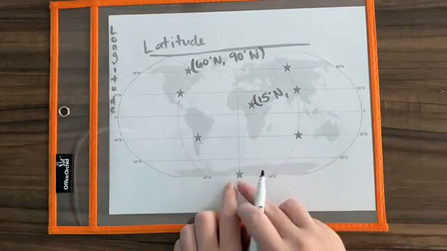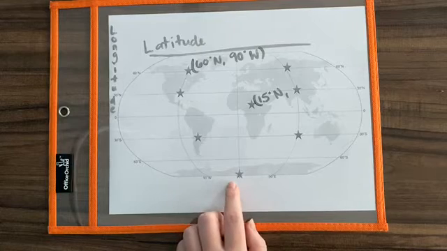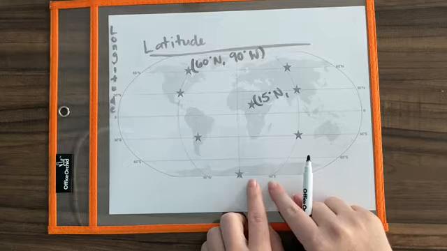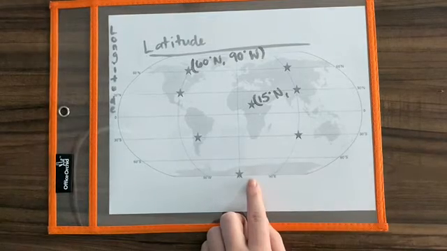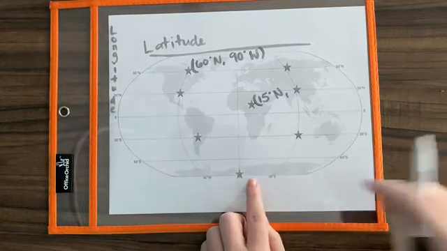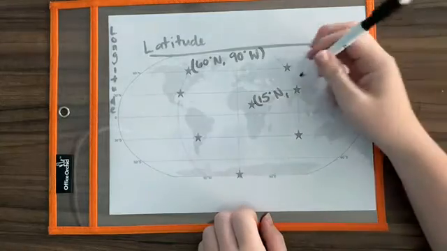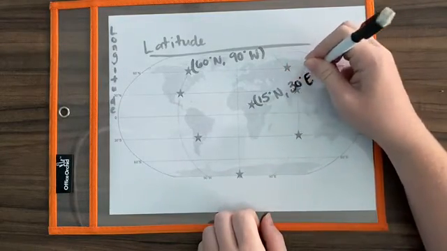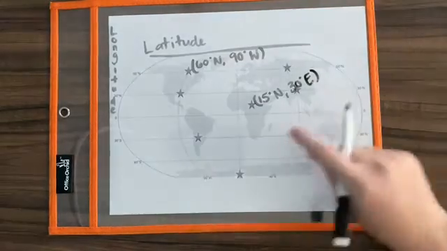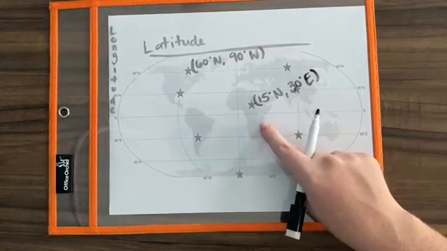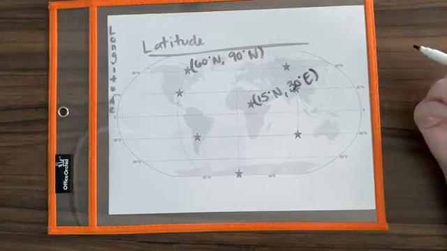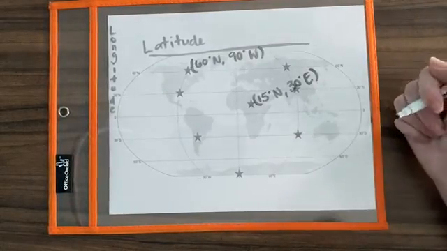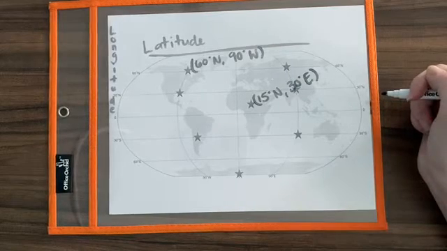Excuse me, we know it's probably lower than 90. I'm sorry, that was confusing. So we know that this one is probably, it's not quite in the middle, so I'm gonna say maybe 30 degrees east. So this one's a little bit trickier because we had to do a lot of guessing. We don't know exactly where this is because we only have a certain amount of lines.